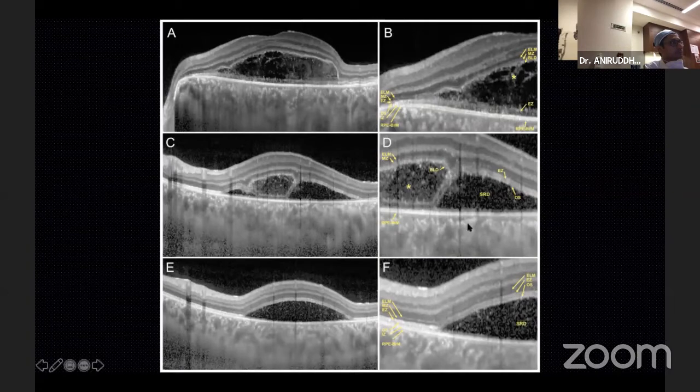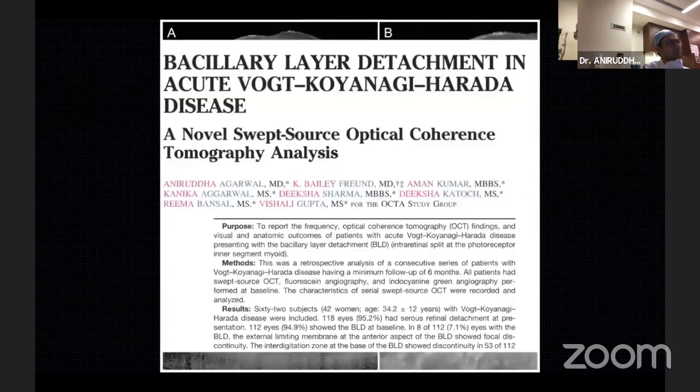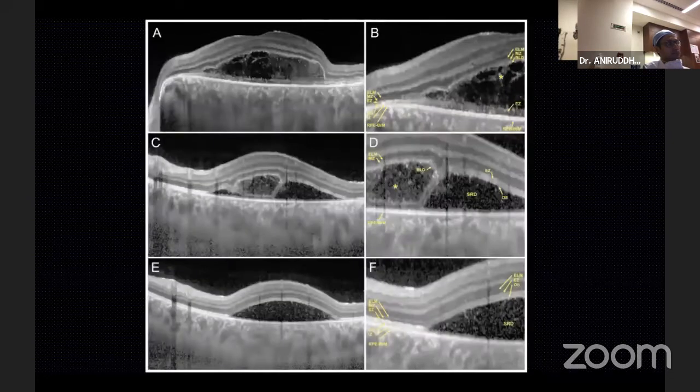And this, if you look at figure D, separates a serous retinal detachment, that is SRD, from intraretinal fluid. Now, this is not something new, because compartmentalization of fluid was always known to happen in VKH, and only now we are calling it bacillary layer detachment. The main utility of this sign is that it indicates presence of an underlying inflammatory pathology. And this is something that you will not see commonly at all in CSC patients or other patients who have non-inflammatory causes of serous retinal detachment. And this was subsequently published.